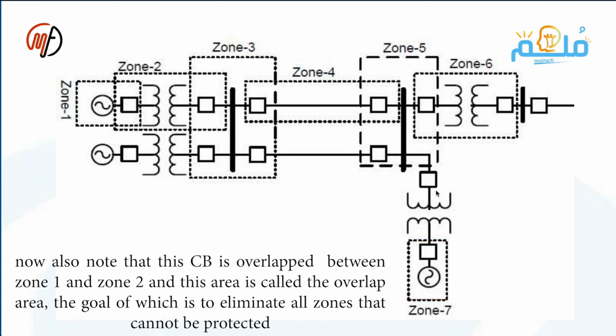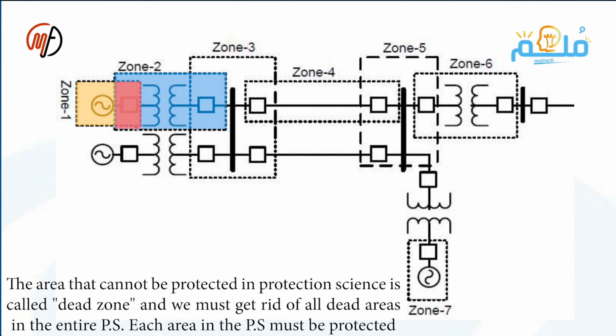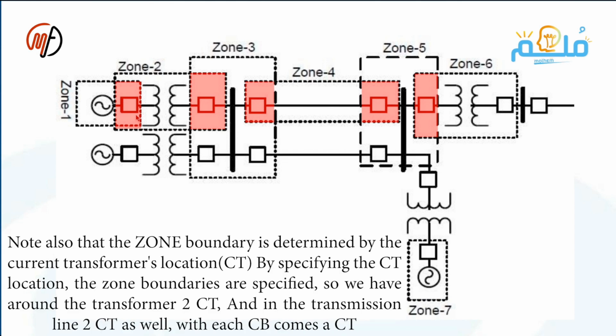Now also note with me that this circuit breaker overlaps between zone 1 and zone 2. This area is called the overlap area. The goal of the overlap is to get rid of all areas that cannot be protected. The area that cannot be protected is called in protection science dead zones, and we must get rid of all dead zones in the entire electrical network. Every area in the electrical network must be protected.